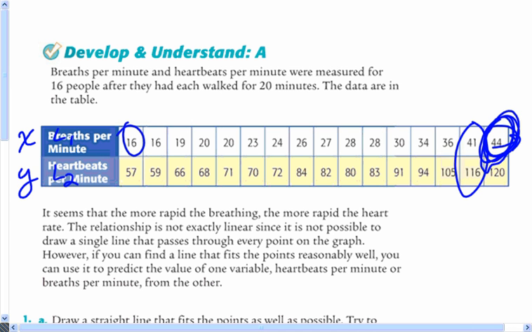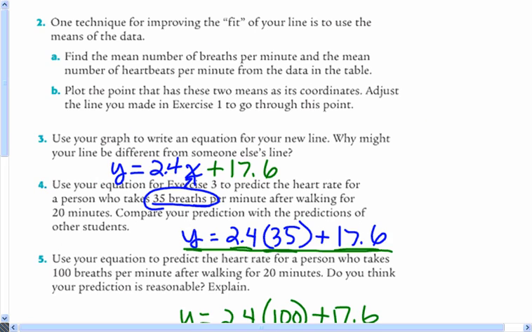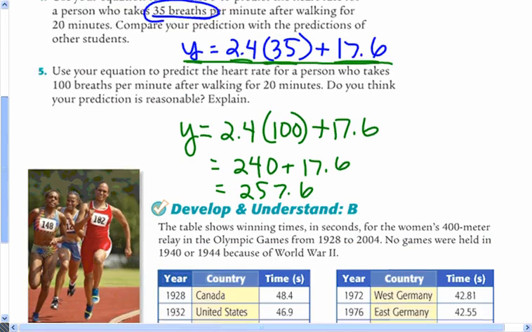Equations are not necessarily that accurate outside of the data. They're way more accurate inside, and that's called interpolation when you're finding answers to questions. Like the last question, we found 35 breaths per minute, which is right inside the data, and that seems to fit pretty good. We got about 101 there. So you got to be careful about finding answers to questions outside of the data.